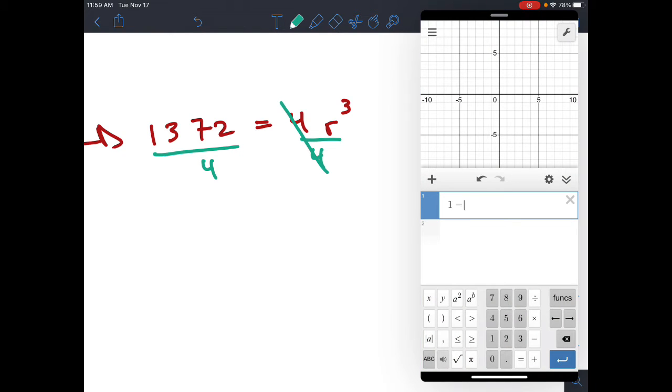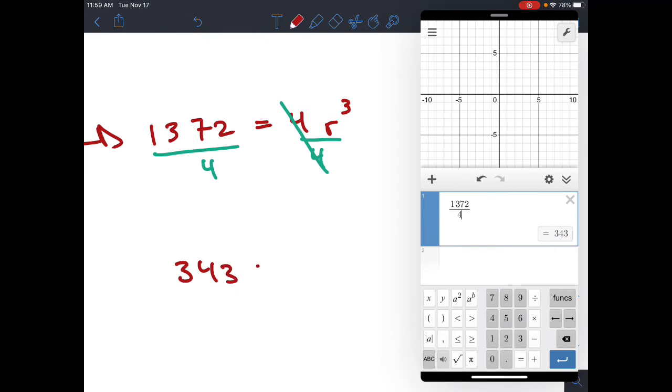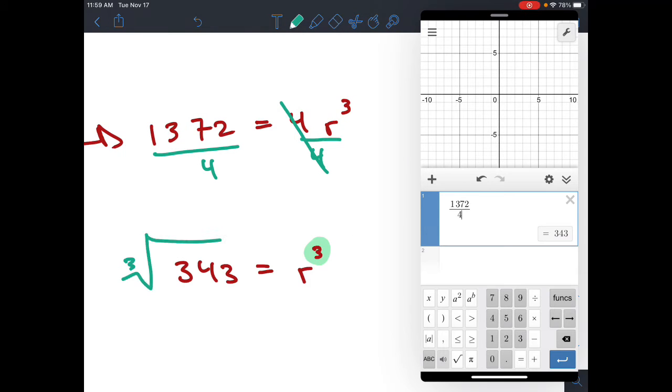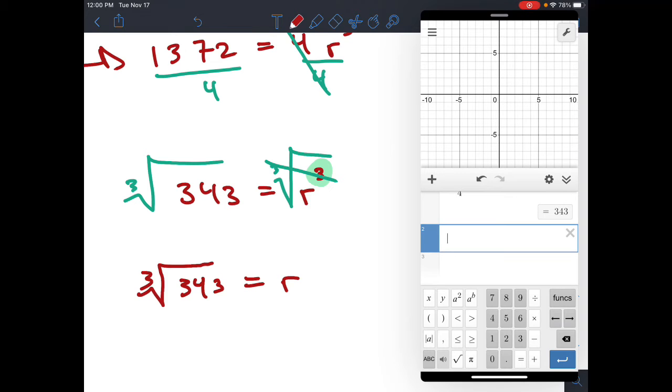to divide 1372 by 4, and I get 343 equals r cubed. To get rid of the cube, I need to take the cube root on both sides. So cube root on this side and cube root on that side will cancel that out. And now the cube root of 343 is my radius. Well, cube root of 343, we need a calculator to find that.